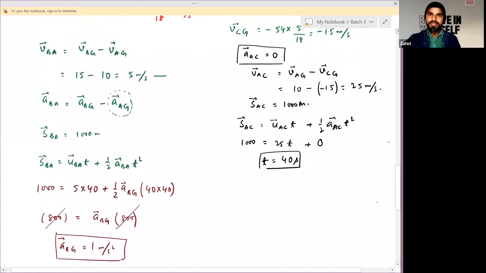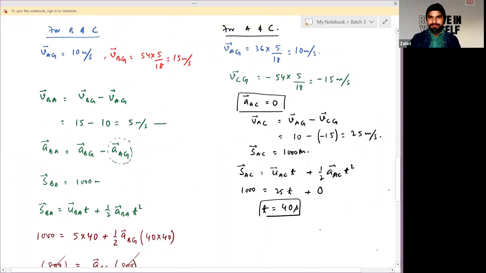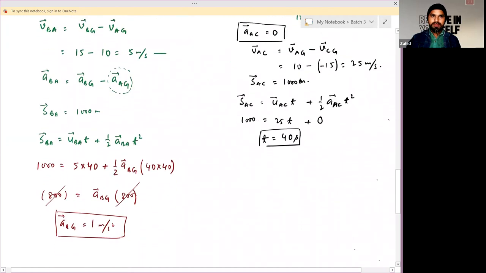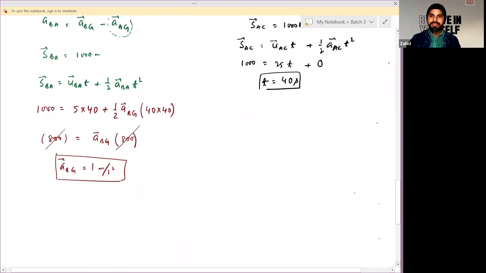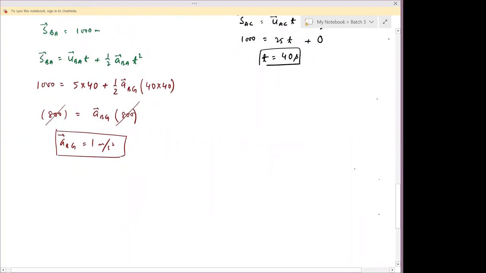We are done till this part in relative motion. Do you have any doubt from last class to any one of you? No, sir.